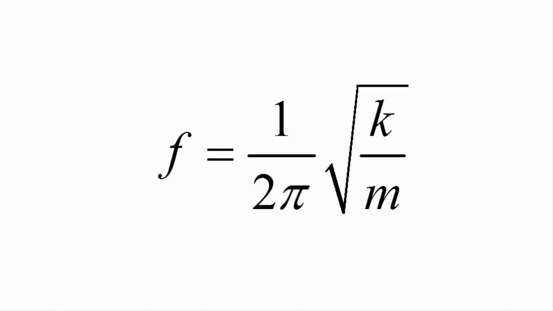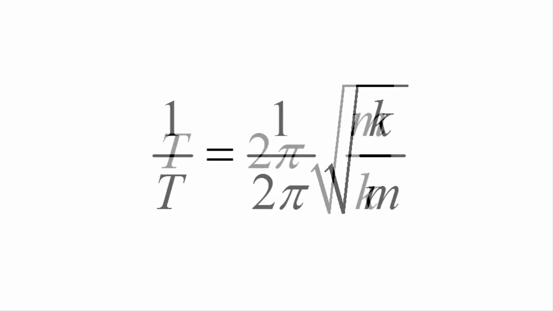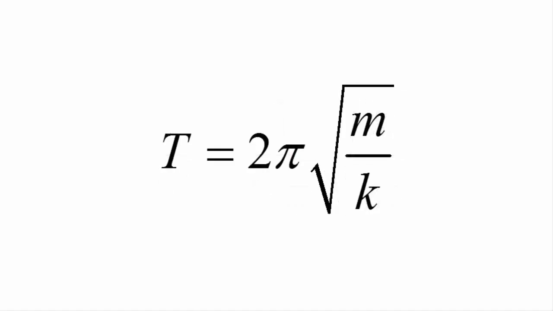And of course, the frequency is equal to the inverse of the period of oscillation. So the period must be equal to 2 pi times the square root of the mass divided by the spring constant. Knowing the period or frequency of the oscillation allows us to predict the motion of the vibrating mass by utilizing the acceleration, velocity, and displacement equations derived in the earlier video.